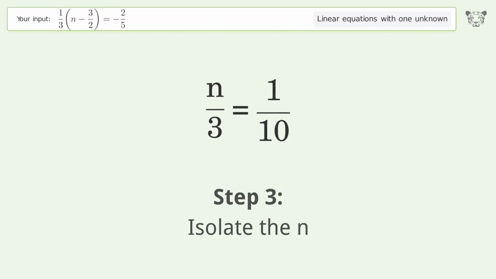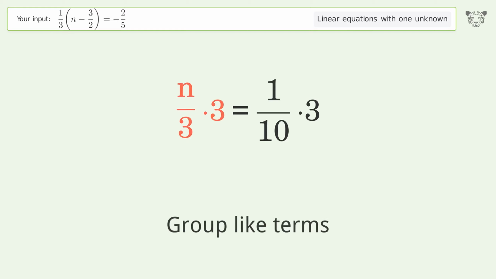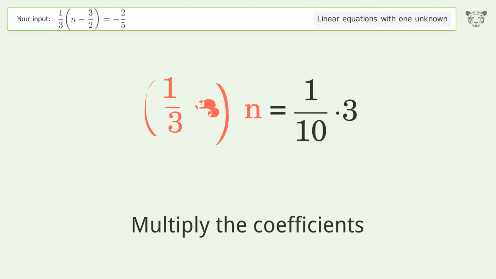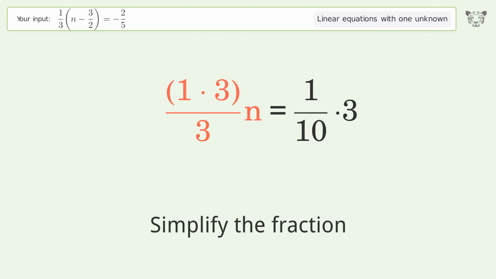Isolate the n. Multiply both sides by 3. Group like terms. Multiply the coefficients. Simplify the fraction.